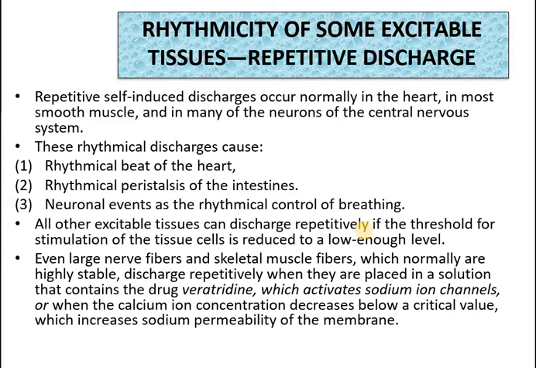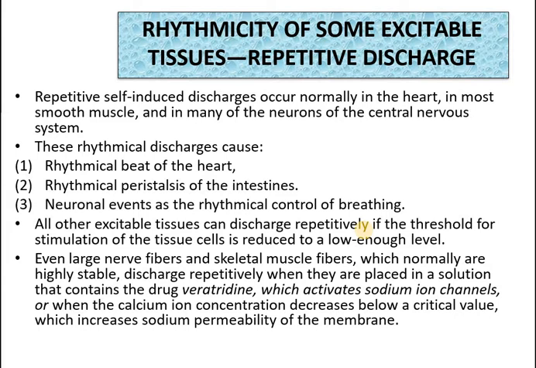So next is rhythmicity of some excitable tissue and repetitive discharge. Repetitive self-induced discharges occur normally in the heart, in most smooth muscles, and in many of the neurons of the central nervous system. And these rhythmical discharges cause the rhythmical beat of the heart, rhythmical peristalsis of the intestine, and neuronal events such as the rhythmical control of breathing.